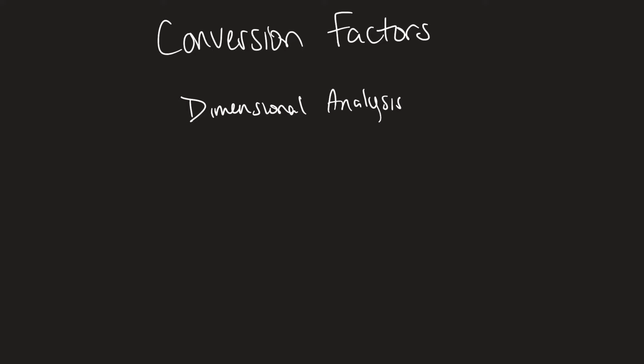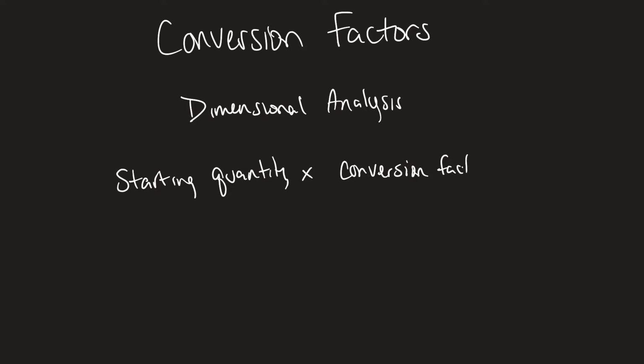And so basically, it's like you have your starting quantity. And then you will multiply by some conversion factor. And when you do that, then you will have the equivalent quantity in the unit that you wanted.